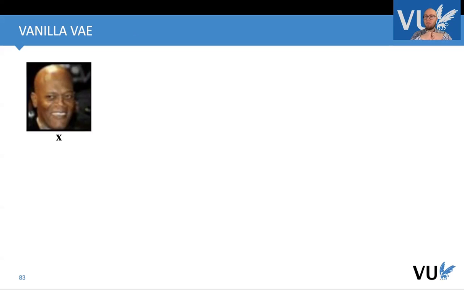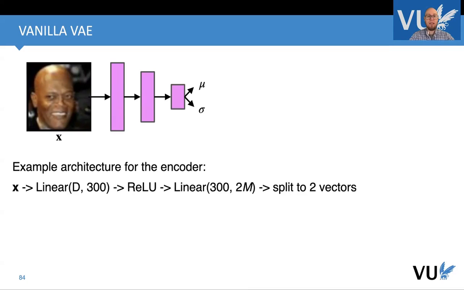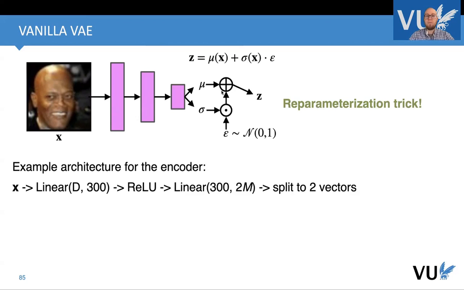But now we will talk about a very specific implementation of VAE. We call it vanilla VAE because this is very simple, without any special tricks. So let's say that we have an image x. First, we go through the encoder, and an example architecture could be the following. We have a linear layer going from d-dimensional space to 300 neurons. Then we apply ReLU. Then we apply another linear layer that goes from 300 to 2 times m. And why do we have 2 times m? Because we need to produce mean values and standard deviations. And at the end, we just split the output of the linear layer into 2 vectors.